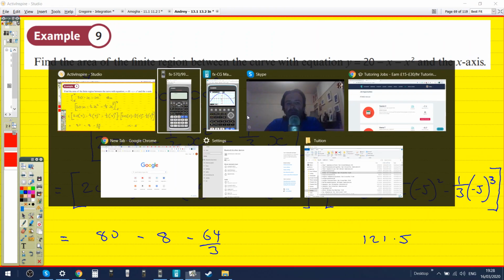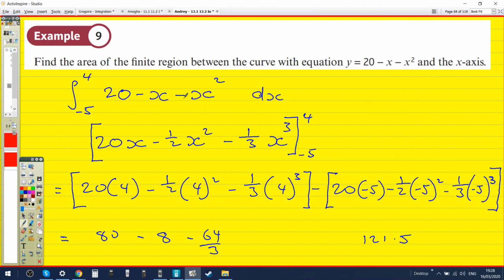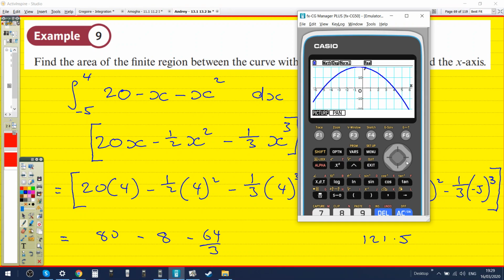What made this a bit easier was putting it into the graphical calculator, and we could see it was 4 and -5. Usually you'd have to solve the quadratic first. It would say x equals 4 or x equals -5, and then you integrate. However, we didn't actually have to show all this stuff. Once you get 4 and -5, just integrate between 4 and -5. That just goes into the calculator straight away.